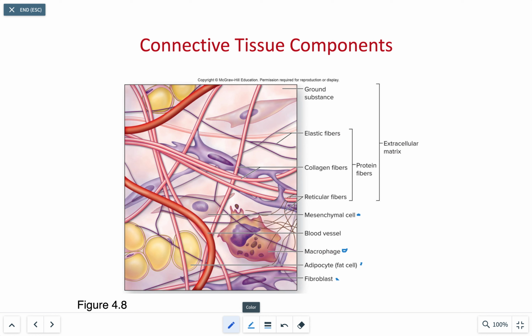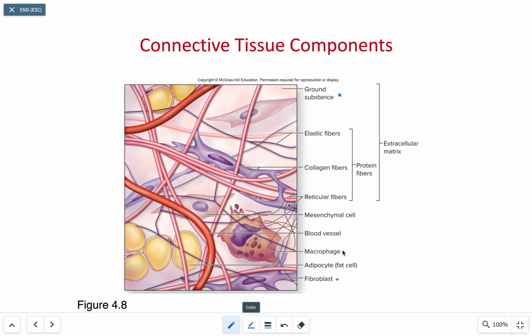The first one that we'll start discussing is going to be the fibroblasts. With the fibroblasts here, they're the most abundant and the only cells that are present in all connective tissue proper. They have the ability to produce protein fibers and ground substance components of the extracellular matrix. So they're directly linked to the production of ground substance.